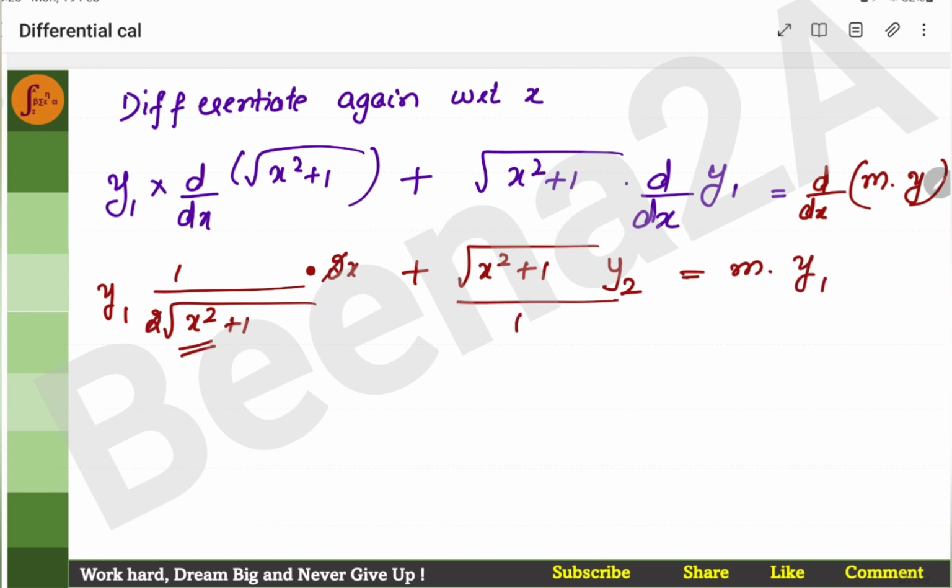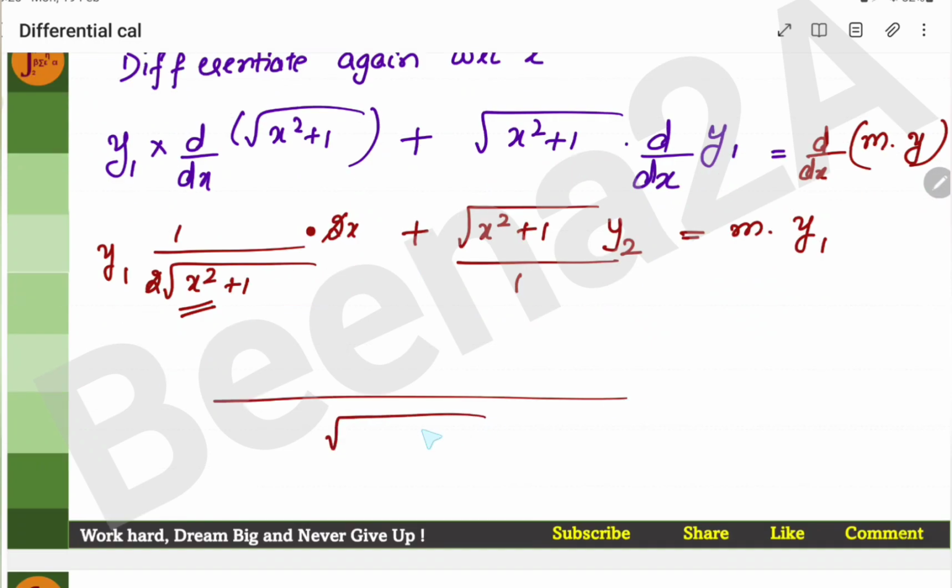Now we'll take LCM here. So we'll get root of x square plus 1 as LCM. So this will be y1 into x. This will have to be multiplied with root of x square plus 1.